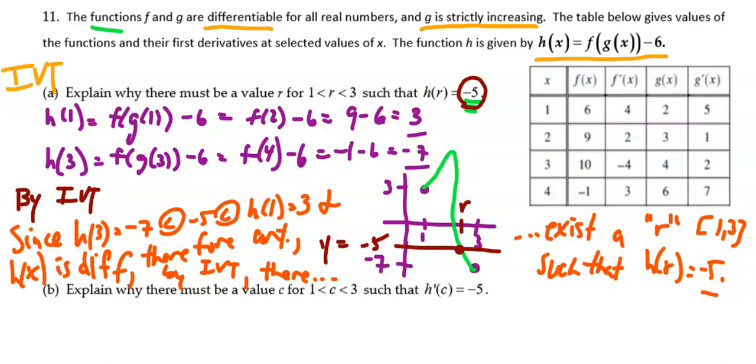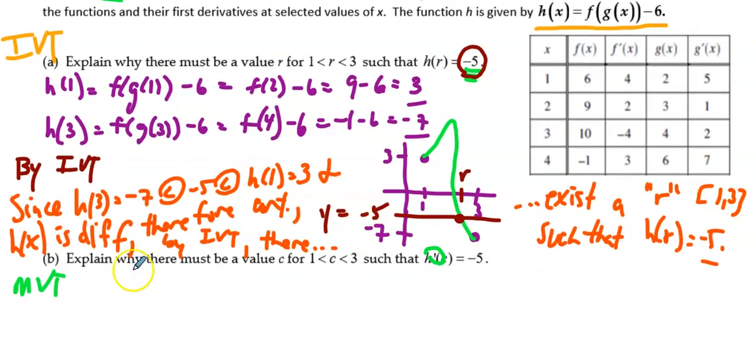Now, what about the second part to this problem? The second part of this problem says, explain why there must be a value c on the interval from 1 to 3 such that h prime of c is equal to -5. So once I see the derivative, then I'm thinking, okay, this may possibly be mean value theorem. So let me go ahead and break this down just a little bit right here. So mean value theorem. Let's look at what the average rate of change is first. Because remember, average rate of change must be equal to the instantaneous rate of change. It'd be really cool if the average rate of change was actually equal to -5, because that's exactly what this would say.